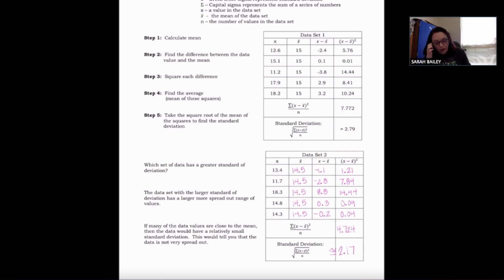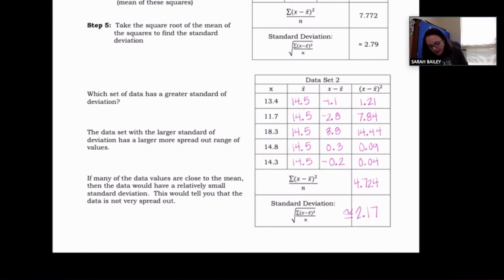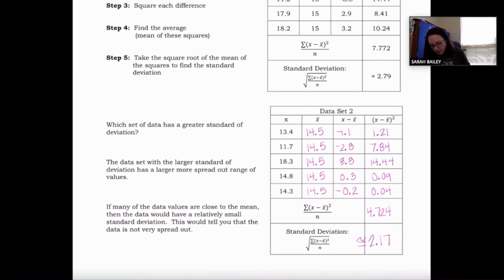Data set 1 has a standard deviation of 2.79, and data set 2 that we just did has a standard deviation of 2.17. So which one of these data sets has a greater standard deviation? That would be the first one. So we're going to write data set 1.